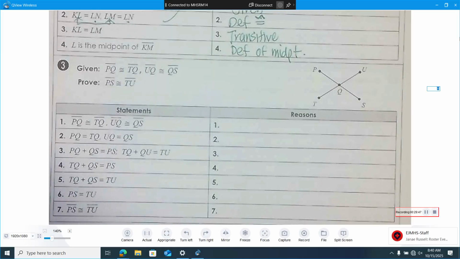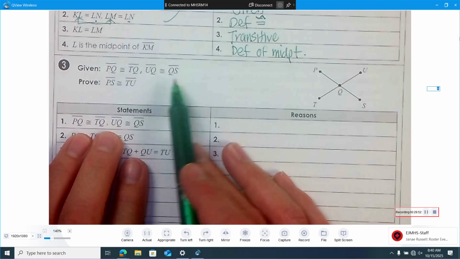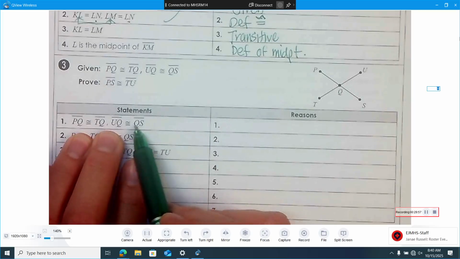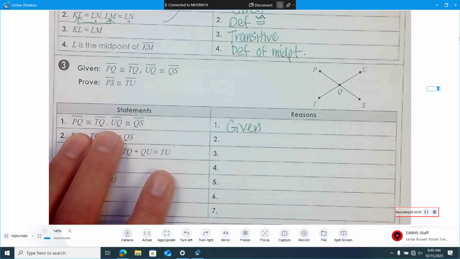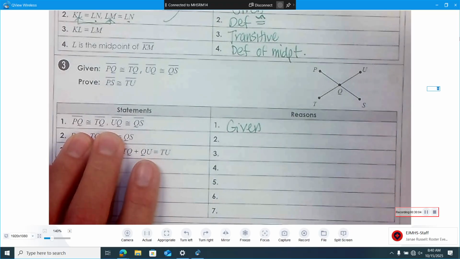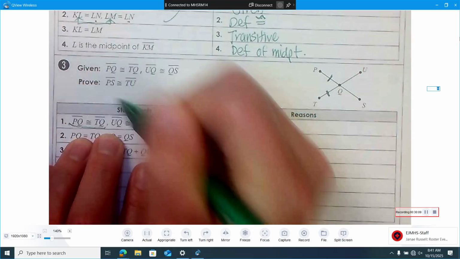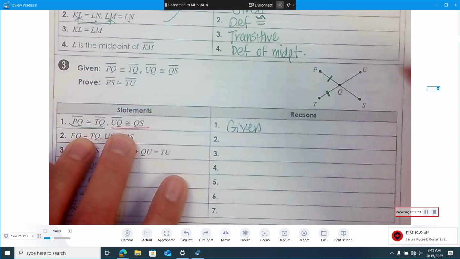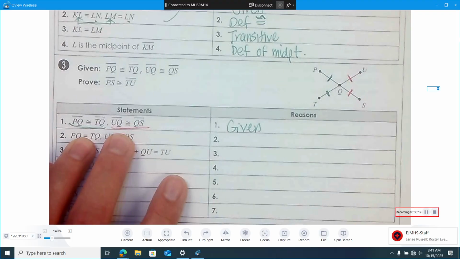Okay. We have a couple things here to start. PQ is congruent to TQ, and UQ is congruent to QS, and you can see those are written in the first line here. So that is our given. And I'm going to go ahead and mark my picture. PQ is congruent to TQ, so I did those in green. And I'm going to mark these others in red. UQ is congruent to QS, just so we can see that they're different there.